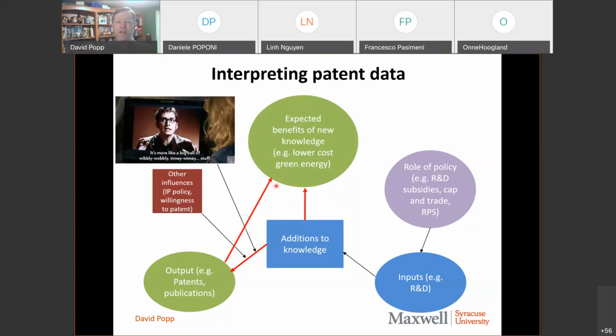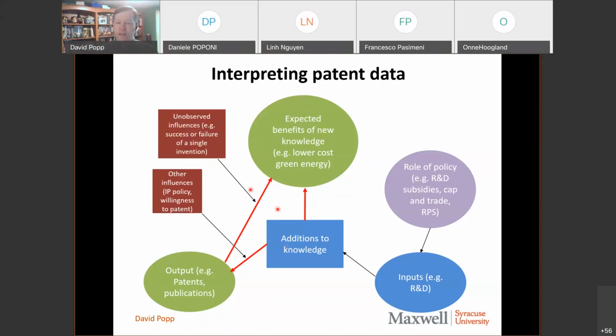But to borrow from Dr. Who, knowledge is a big ball of wibbly wobbly stuff. A smartphone has thousands of patents embodied in it. And there's no way we can say that one patent is more important than the other, or we can't take one out and expect the smartphone to still work in the same way. Knowledge is just a kind of agglomeration of stuff.